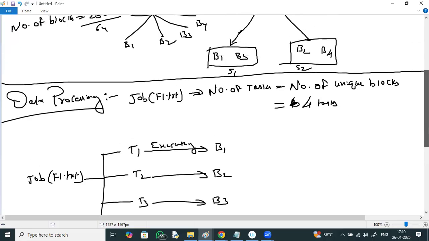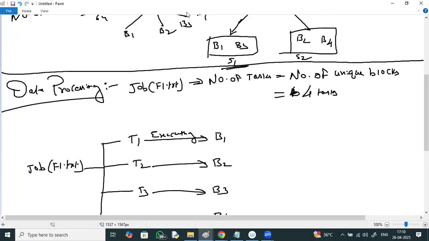Who should execute this T1 task? Which system? Everyone, unmute yourself and try to respond. I want the sessions to be more interactive.